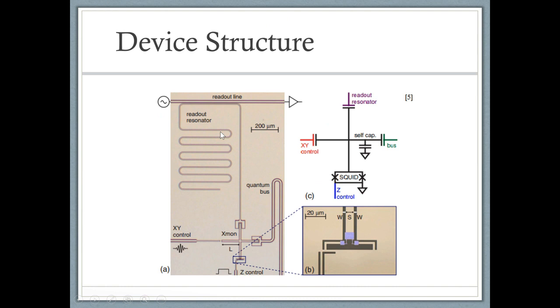So now let's take a closer look at the structure of the device. Figure A is an optical micrograph of the planar X-bond qubit formed by aluminum superconducting film and sapphire substrate. It has 4 arms, and each arm has a different function. On the top, you can see a readout line and readout resonator. It is basically used for reading out the qubit.